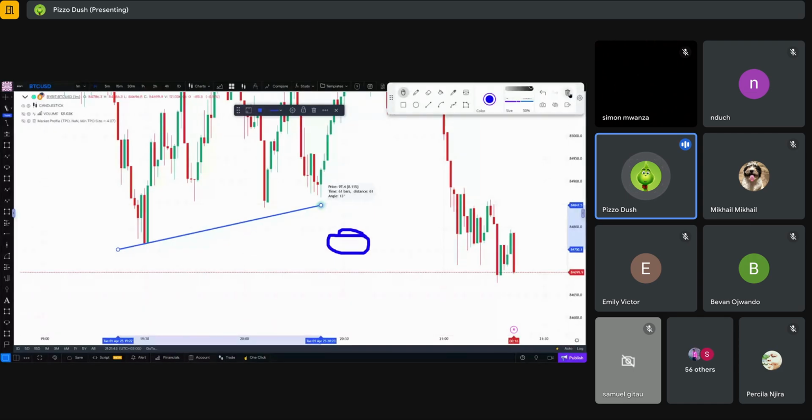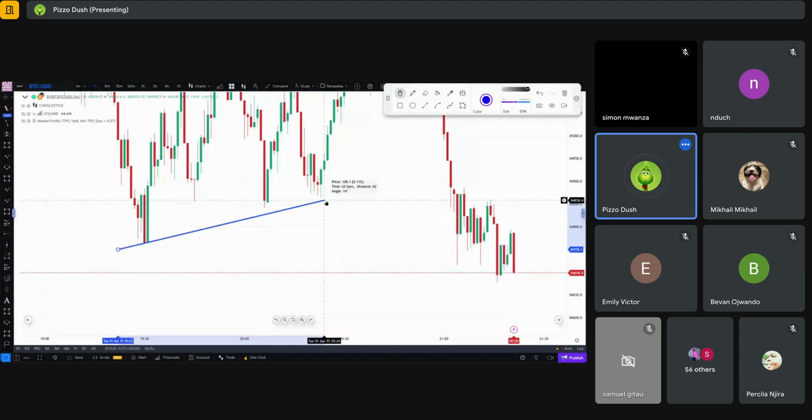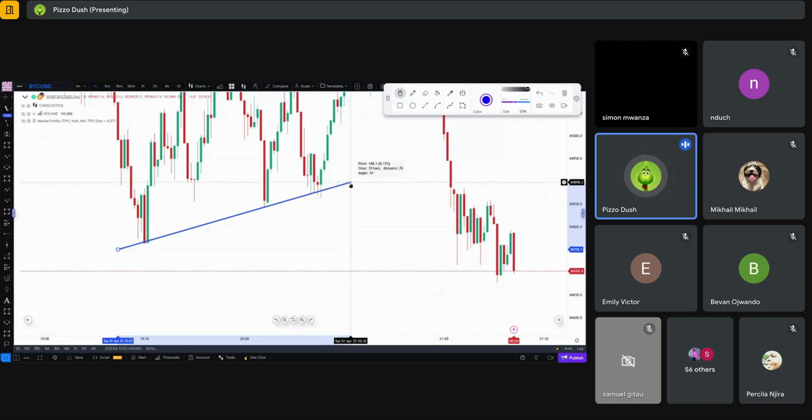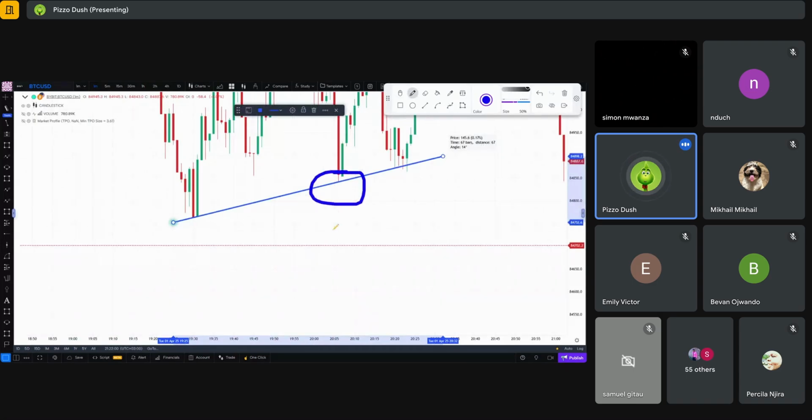So this will be my first confirmation. This will be my second confirmation. That is my second confirmation there. So first confirmation down there, my second confirmation here. So be extremely precise.